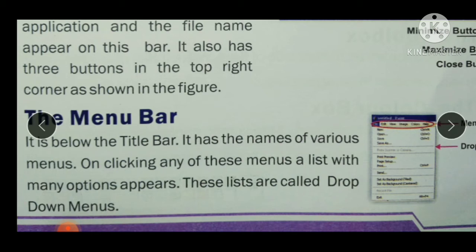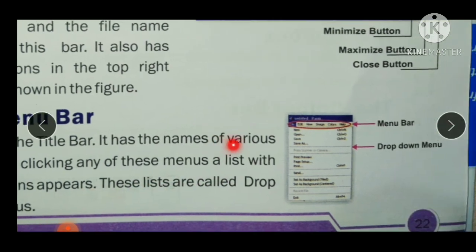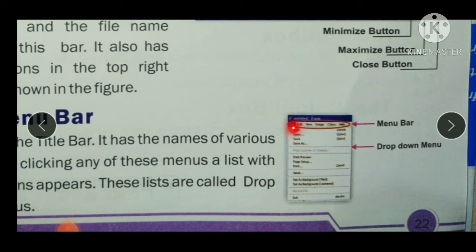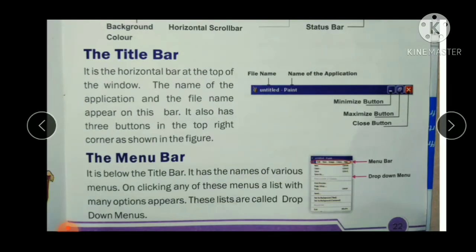On clicking any of these menus, a list with many options appears. These lists are called drop down menus. So if you click on any menu, what happens? A list appears. So what is the name of this list? Drop down menu. So it is called drop down menus.